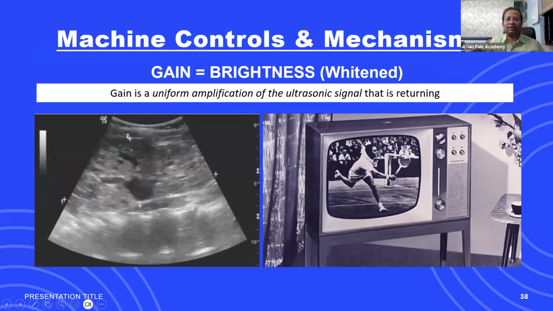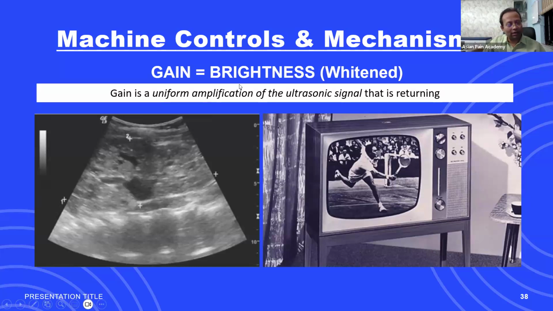Now let us understand some other machine mechanisms, machine controls. If this is a black and white TV, as we had in earlier days, we can say that gain is brightness. When there is a gain button, if we increase the gain, it will become brighter, whitened. Gain is a uniform amplification of the ultrasound signal that is returned.